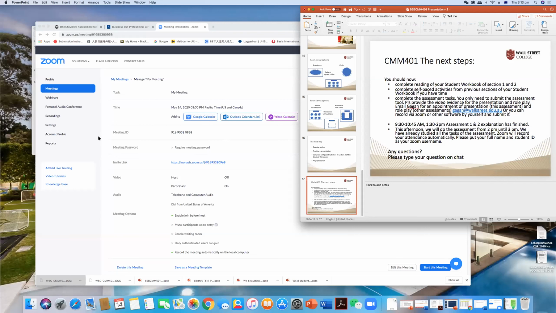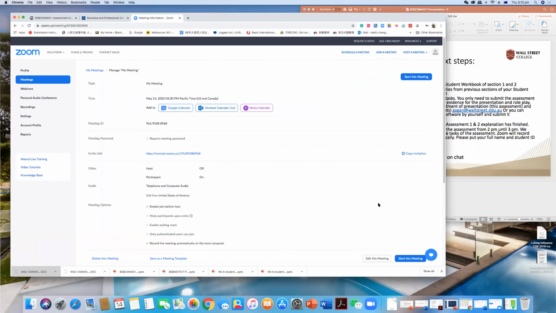If you don't know how to make a Zoom recording, like a Zoom meeting by yourself, just email Gagan. Gagan will record for you. Otherwise, just follow my instruction. I already explained. Book a Zoom meeting by yourself.